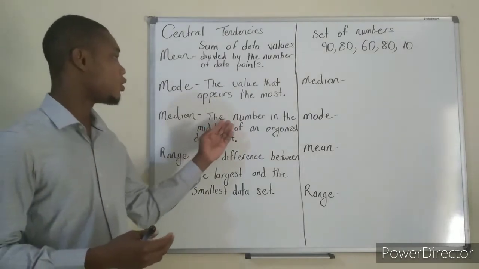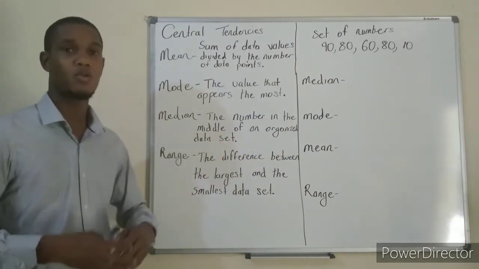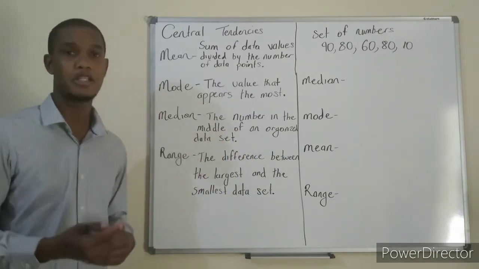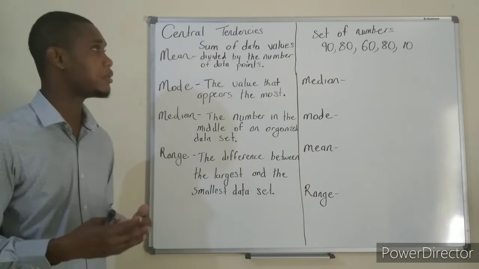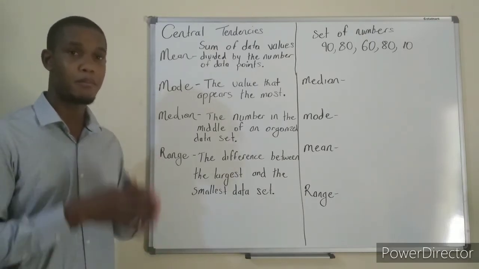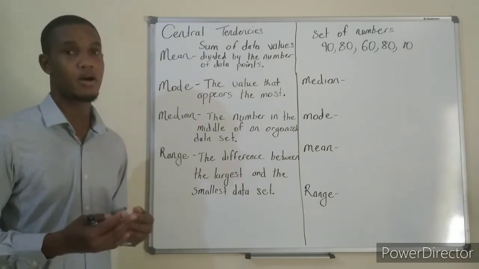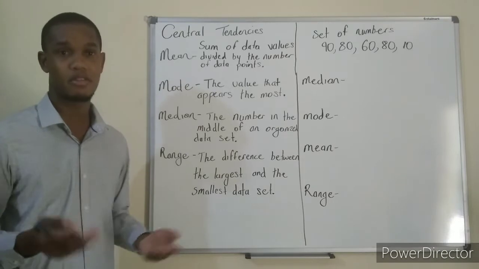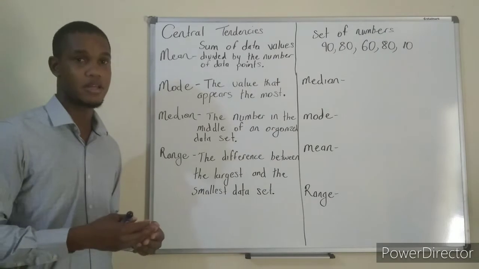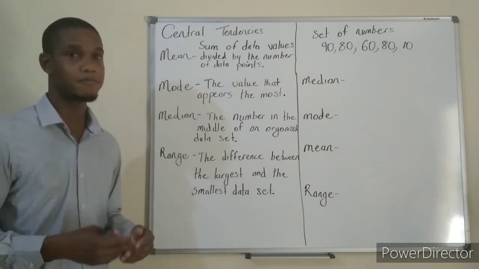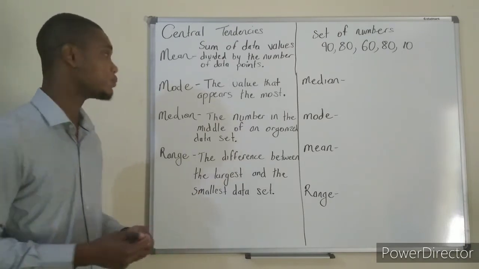Median, the number in the middle of an organized data set. That means that once you're given a data set, you have to rearrange it in order from the smallest to the largest, or from the largest to the smallest. It doesn't really matter. And then you find the number that is in the middle of that data set. Now, that only applies when it's an odd number in the data set. So if you have 3, 5, 7 numbers, that will easily work. But if you have an even set of data, after you reorganize them, you'll have to take the two numbers found in the middle, add them together, and then divide by 2.